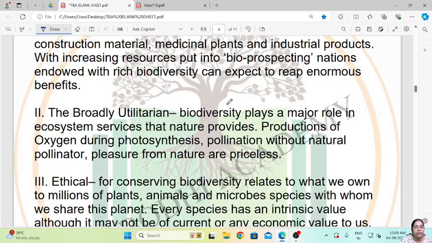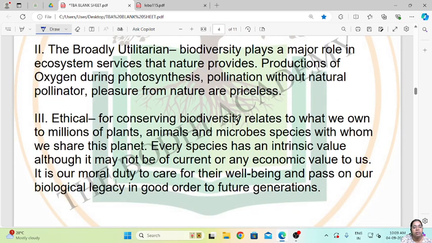Then broad utilitarian. Biodiversity plays a major role in ecosystem services that nature provides. So production of oxygen during photosynthesis, pollination without natural pollinators, pleasures from nature are priceless.